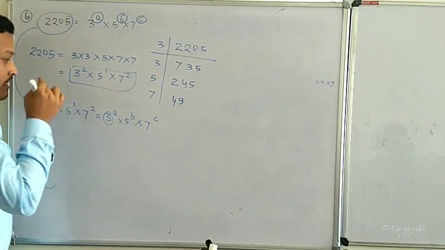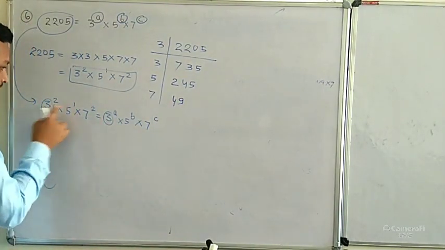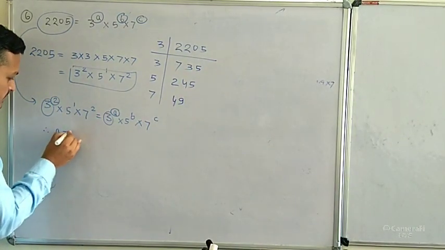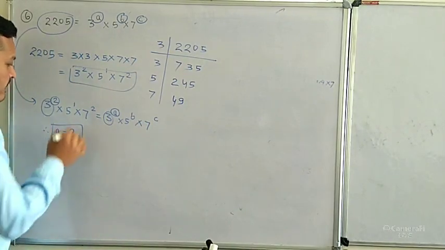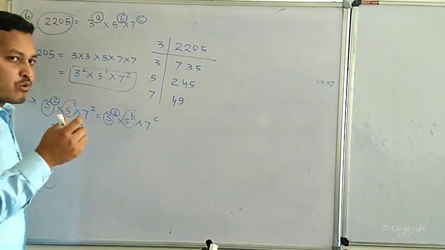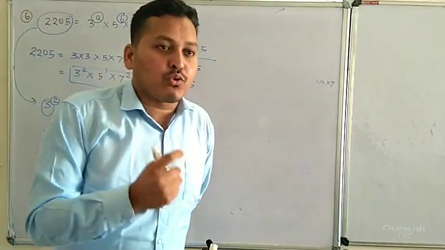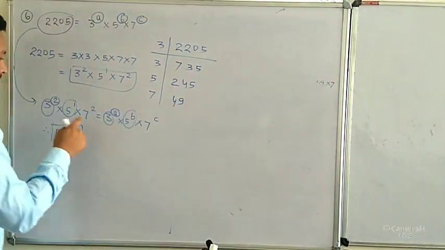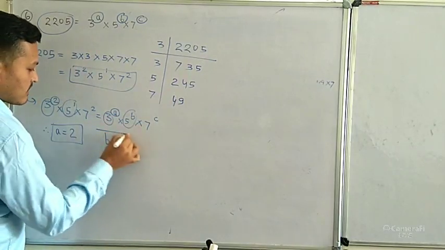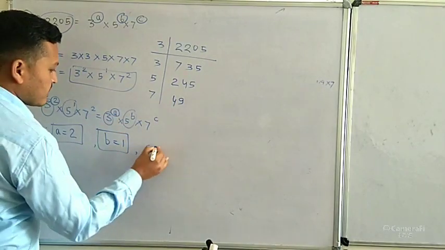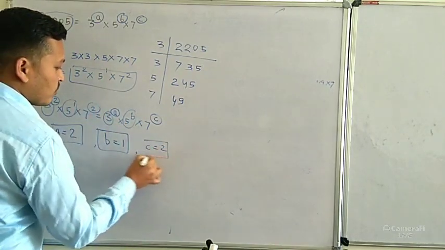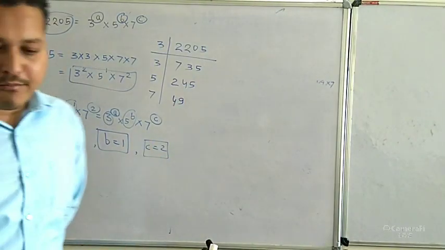On comparing the left side and right hand side, 3 and 3, its power is a and its power is 2. Therefore we can write a is equal to 2. So this is the value of a. Similarly for 5, the base is 5 on both sides. It means you have to compare the bases of like terms. So here b is equal to 1, and last, c is equal to 2, the same base 7. So these are the values of a, b, c.